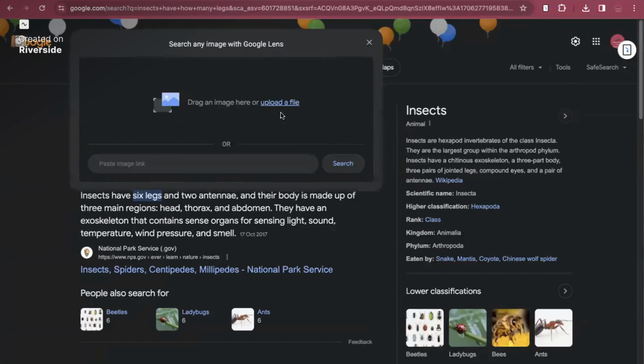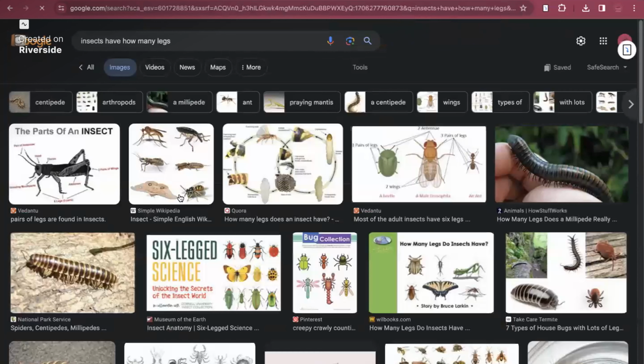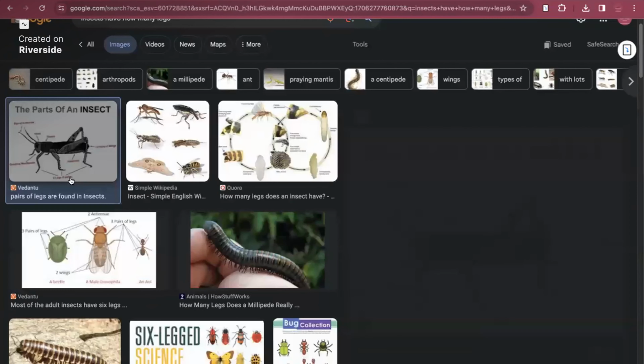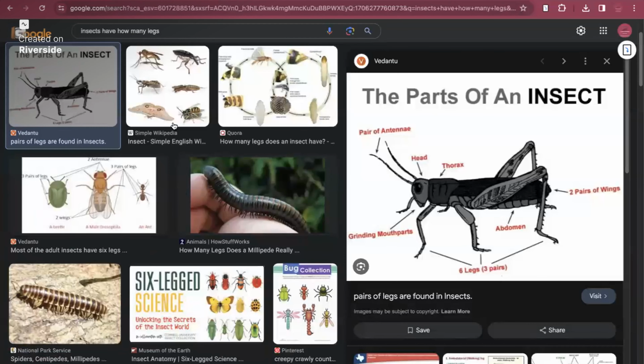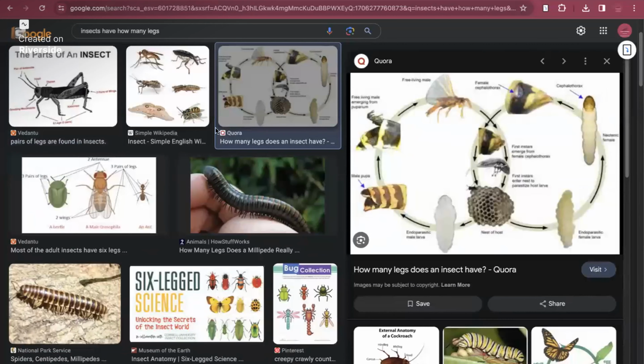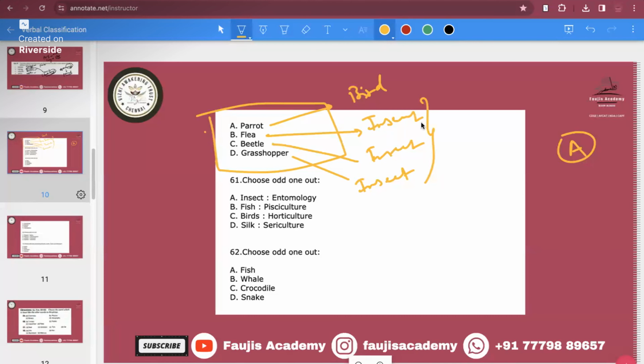Let's check this one. Let's click on the images. Grasshopper. All these are your insects. So insects, one of the classifications is that they all will have 6 legs. Remember it. This is also one of the previously asked questions. So we'll go ahead with option A, parrot.